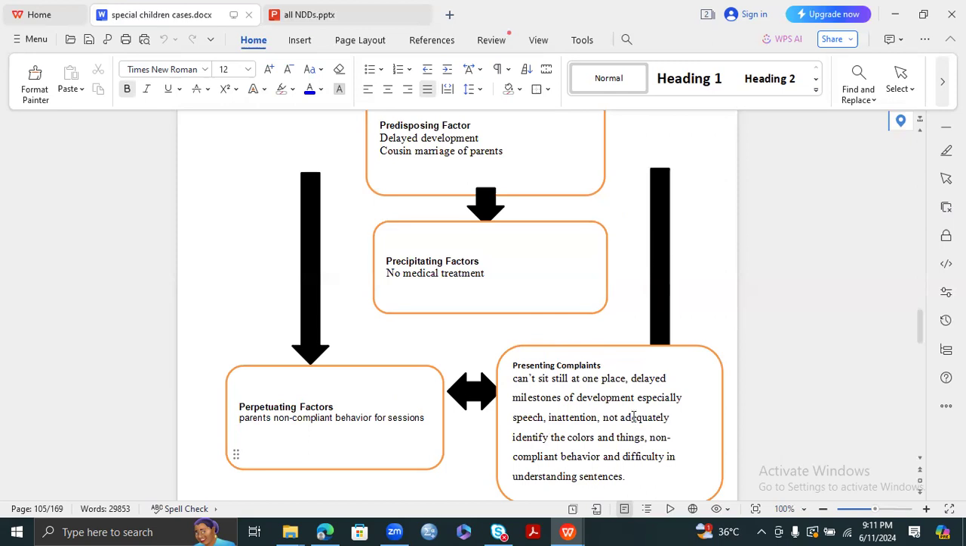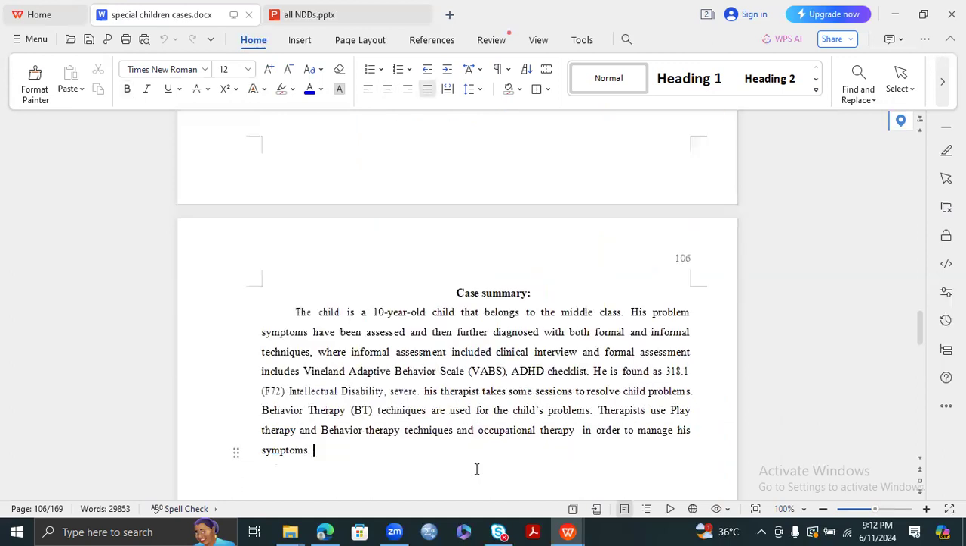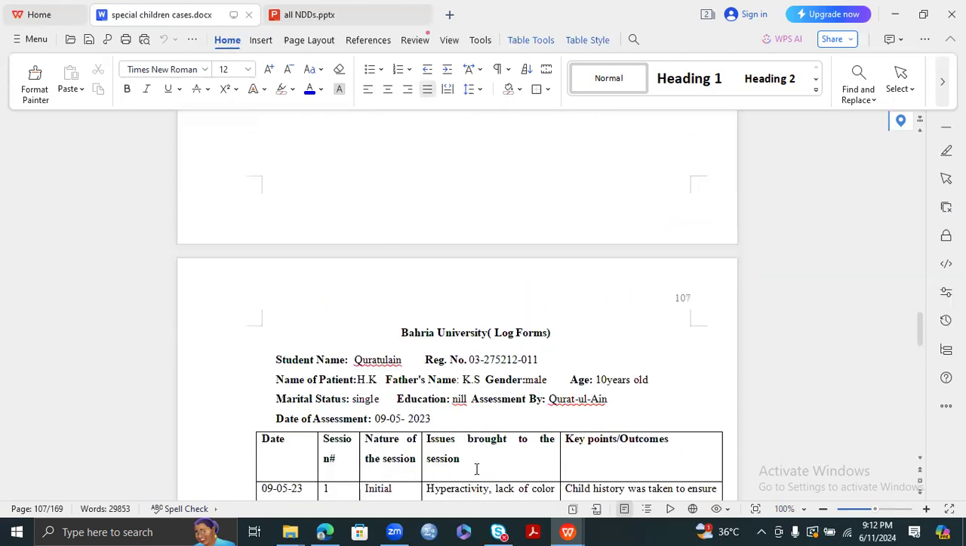So these were the presenting complaints we found, including can't sit at one place, delayed milestone development, especially speech, having inattention, not adequately identifying the colors or things, non-compliant behaviors, and difficulty in understanding sentences. So this was the overall summary for that particular case.